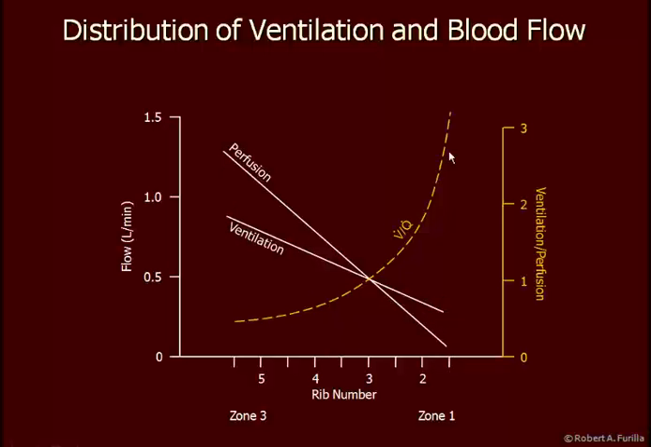This curve represents the ventilation-perfusion ratio at any position along the lung. Very low ventilation-perfusion ratio at the base, very high ventilation-perfusion ratio at the apex.